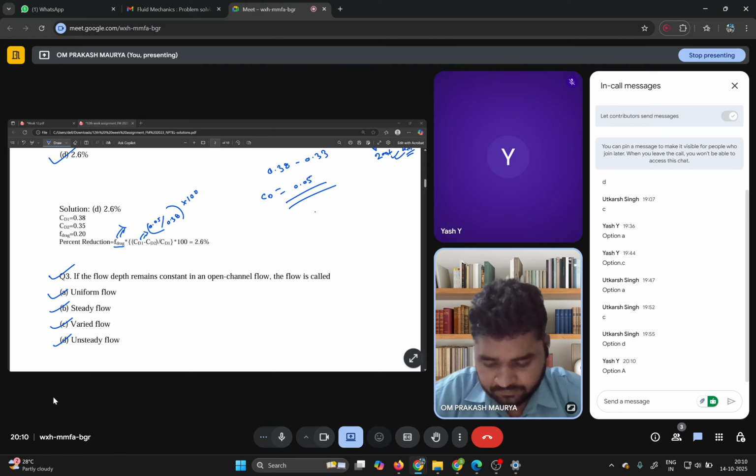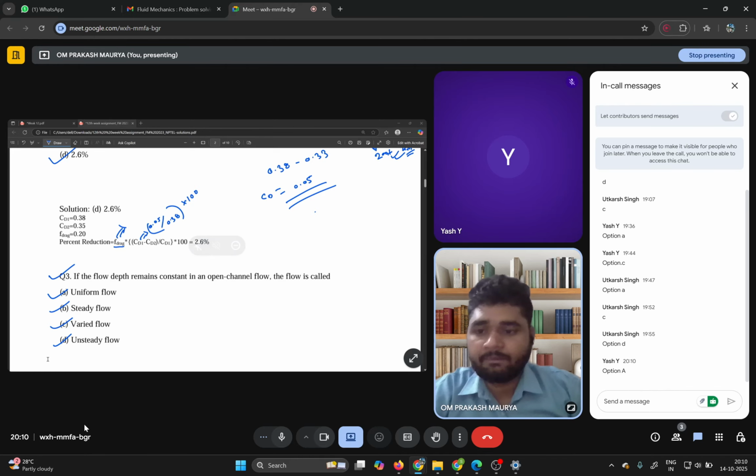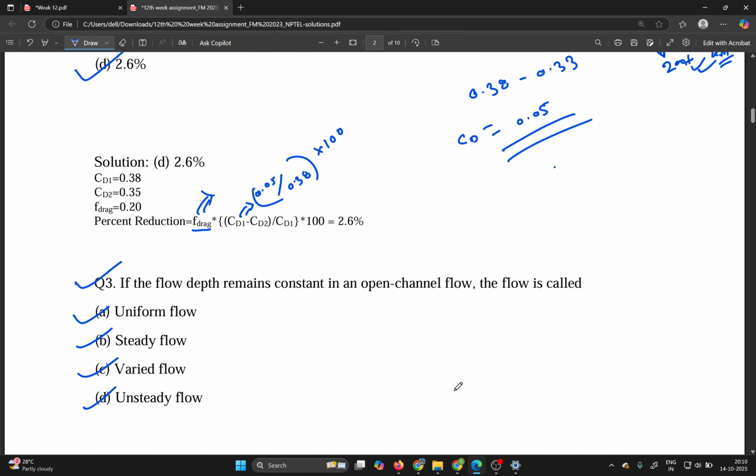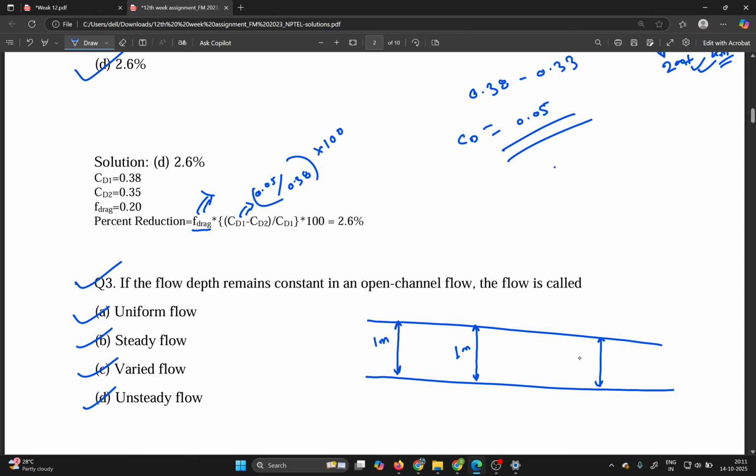Option A, you are saying. Uniform flow. Okay, fine, yes, you are correct. But for a few students, let me put in the question. If the flow depth remains constant in open channel flow, the flow is called uniform. Remaining constant means if the flow depth here is 1 meter, everywhere it is 1 meter. But the question is incomplete here. The flow depth remains constant with respect to space. Then the question is complete. In that case, we will go with uniform. Remember this.